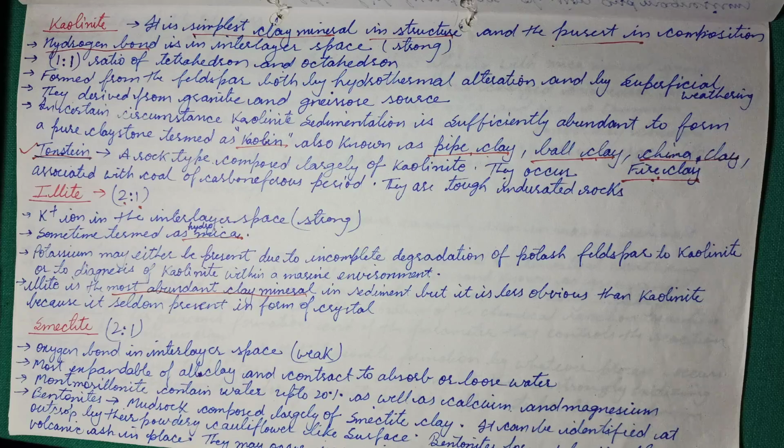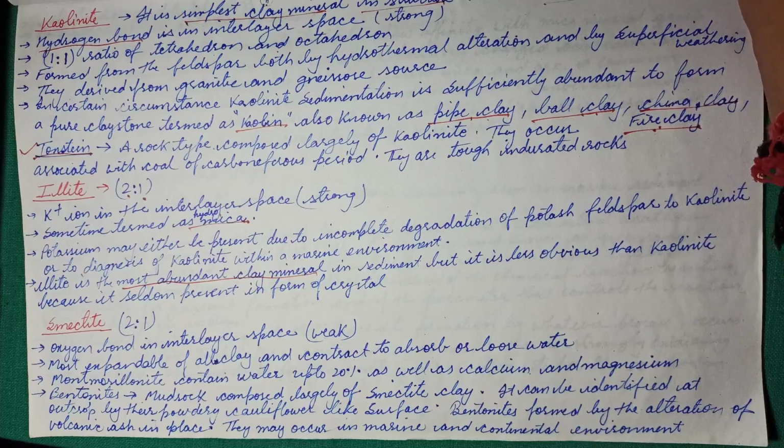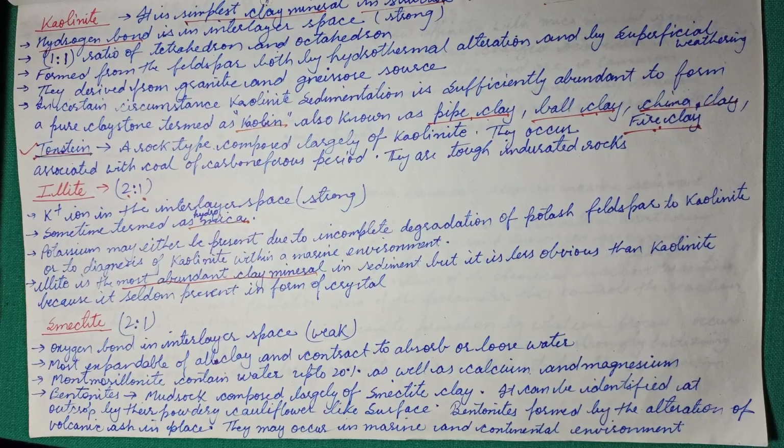The next one is smectite. So smectite, what will be the configuration? 2:1, so here 2 tetrahedron and 1 octahedron, similar to illite, they have the same configuration. The bond in between the interlayer spaces is an oxygen bond, so it will be weak. The claystone formed from these clay minerals will be weak because the interlayer spaces are weak, and they are the most expandable of all clays.